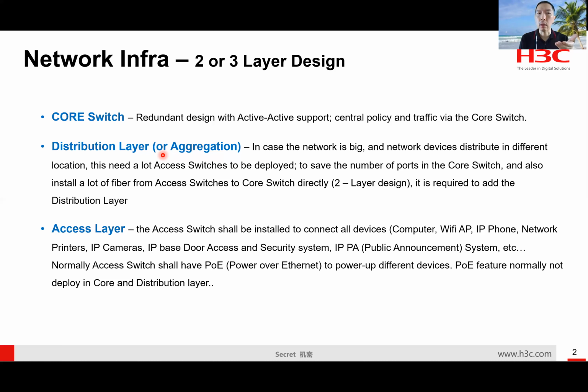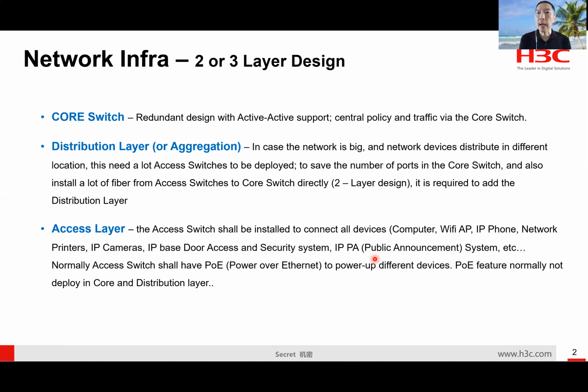Why do we add the distribution layer? Because imagine if you have too many network devices deployed in the access layer, right? You have IP cameras, computers, APs, IP phones, printers, even an IP door access system, some security systems, the IP PA system. All of these need an Ethernet port to connect back to the network.